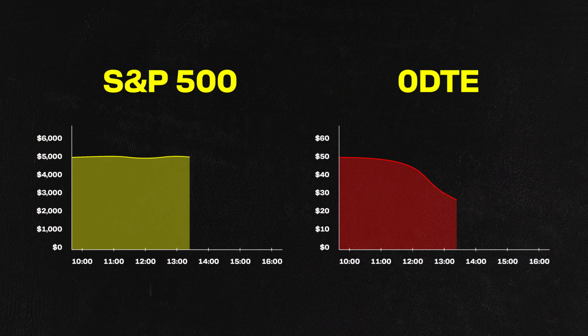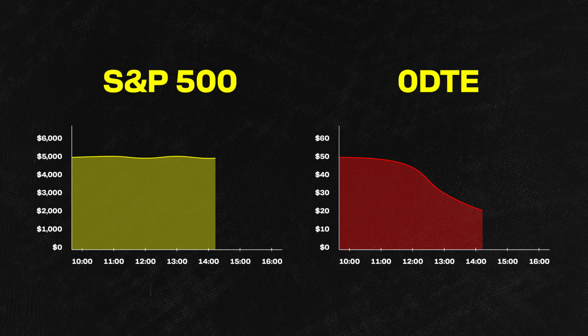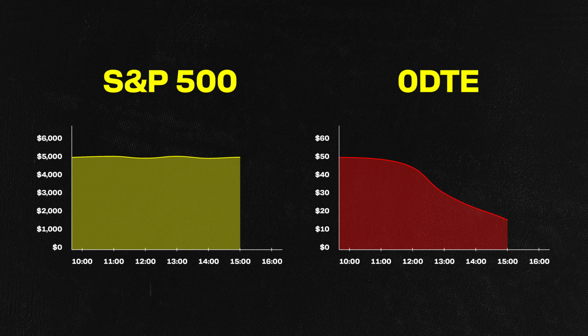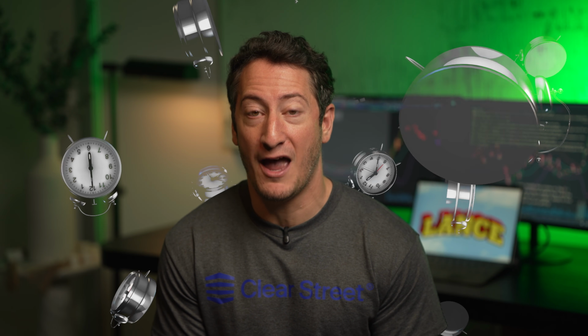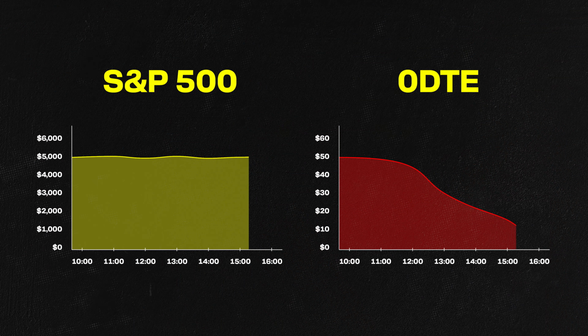Why? Because several hours of opportunity are gone. There is less time for the rally to happen. By 3 p.m., if the index is still flat, that option might only be worth $15 now. Not because you were wrong on direction, not because the market crashed, simply because the clock kept ticking and the move you wanted didn't happen. By 4 p.m., if the S&P closes at $5,000, that option expires worthless. The entire $50 is gone.